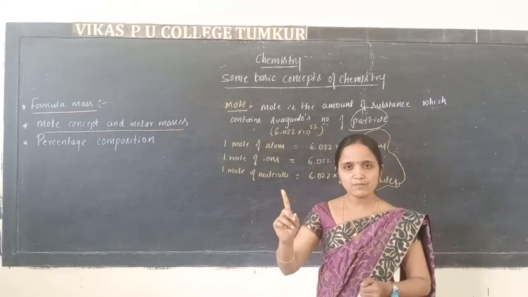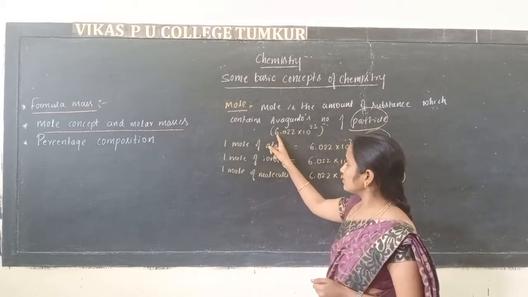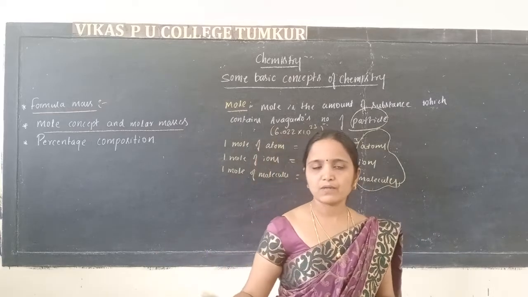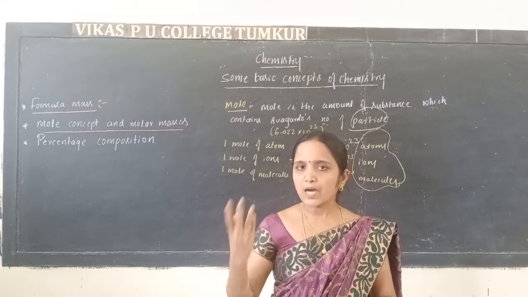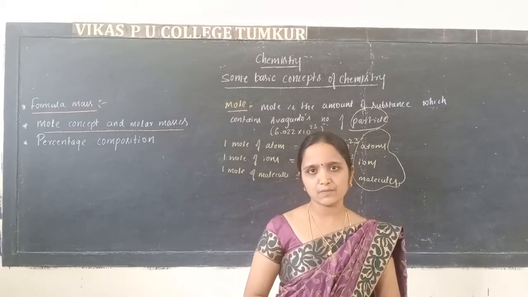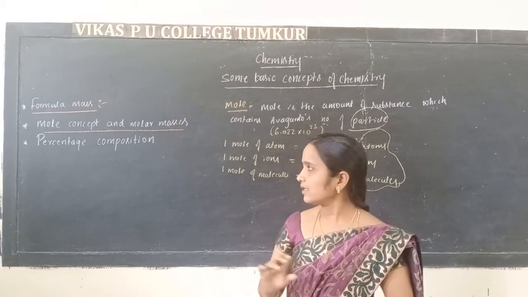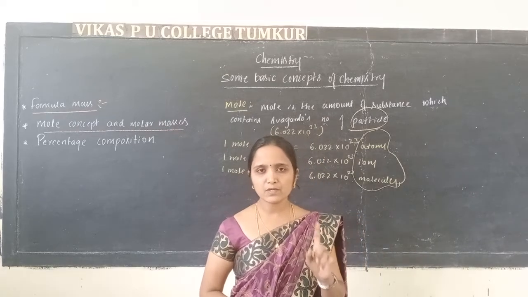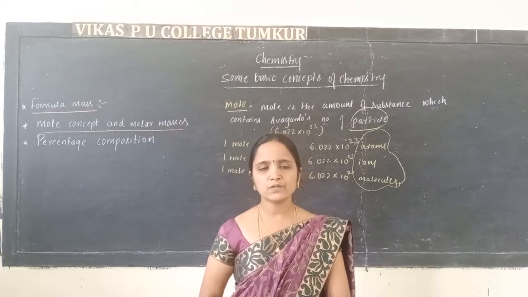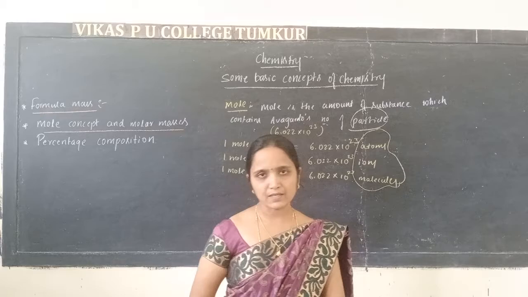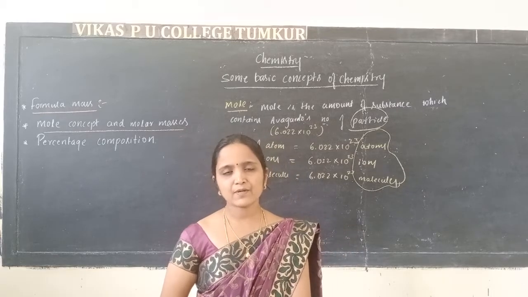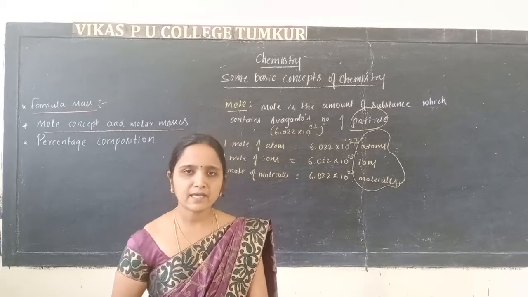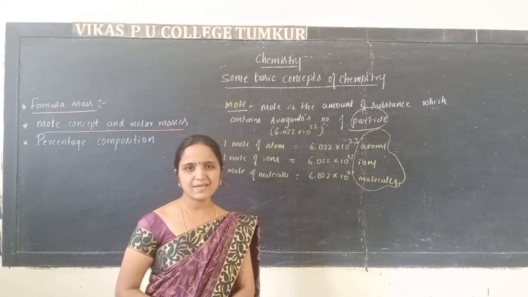Mole means 1 mole is nothing but 6.022 into 10 to the power of 23, either ions or molecules or atoms. 1 mole is equal to 6.022 into 10 to the power of 23 particles. Like this only, we will take some examples.